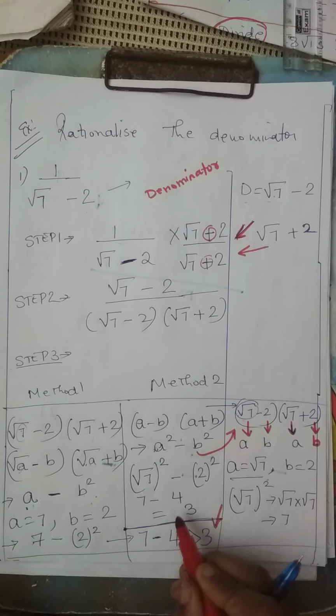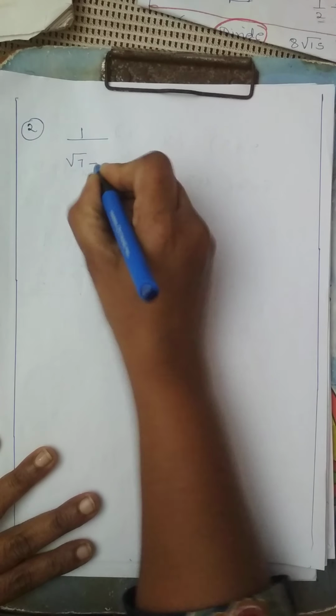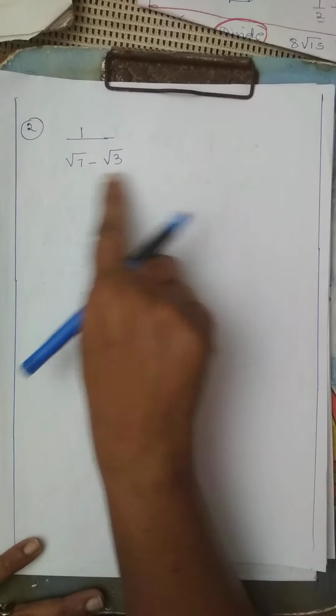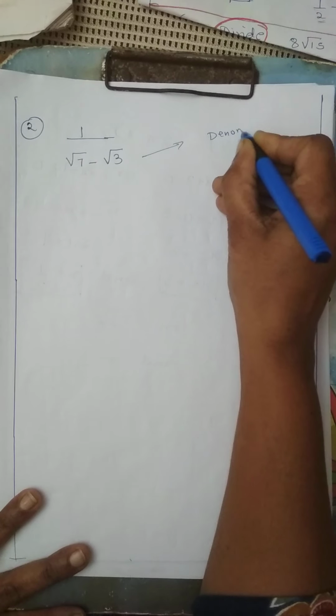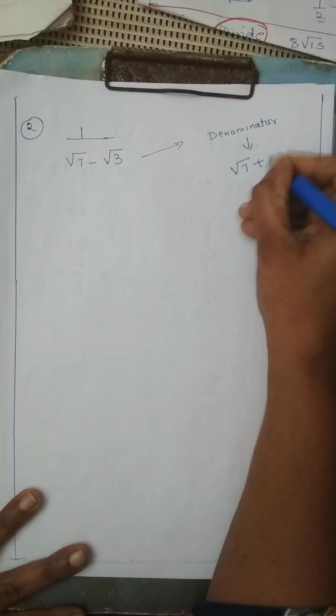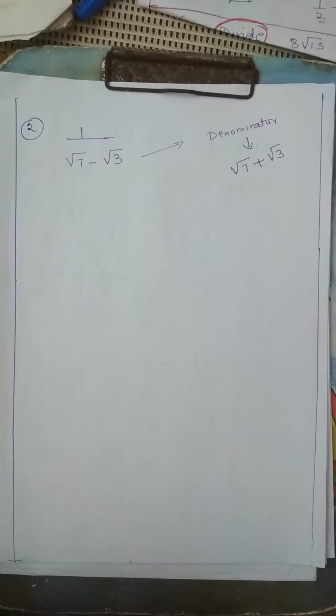Okay? Now, we go to one more type of rational because it's based on laws. So, I would just like to revise one more number. Okay? So, let's do 1 upon root 7 minus root 3. Now, have you seen root signs at both the places? So, let's go fast now. This is the denominator. So, you have to take the opposite sign. What is the opposite sign? Root 7 plus root 3. This is the opposite sign.